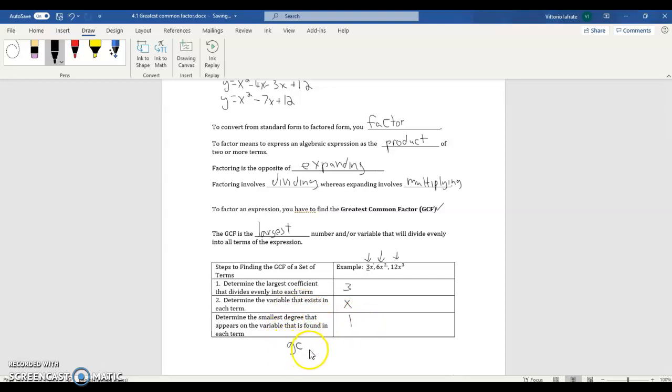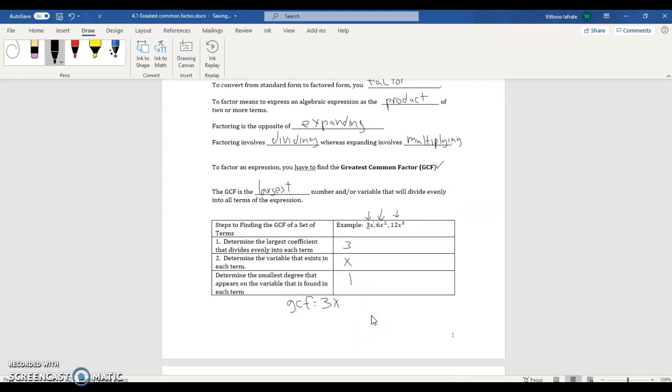So in this case, the greatest common factor, or GCF, is going to be equal to our coefficient, our variable, and then raised to that power we discovered, to the power of 1. So 3x. That's our greatest common factor in this case. And so in order to actually factor an expression, you need to know how to find the greatest common factor in those expressions, and we'll do some more examples together.